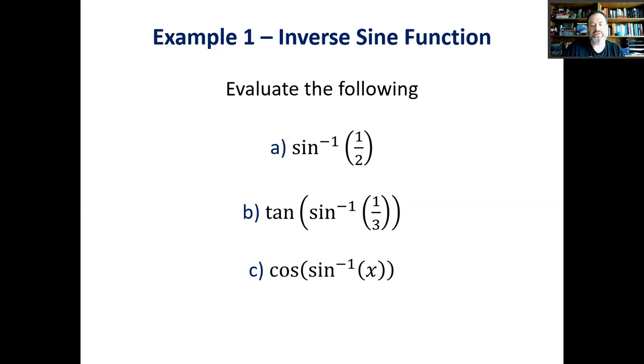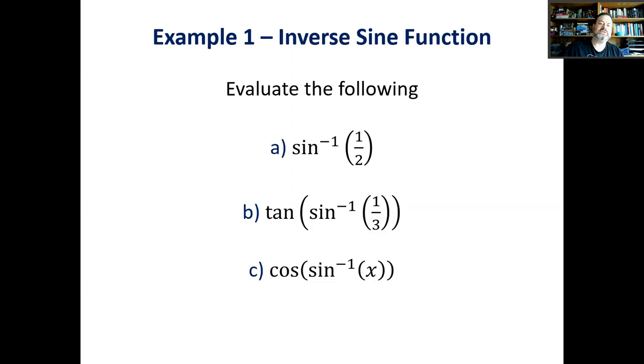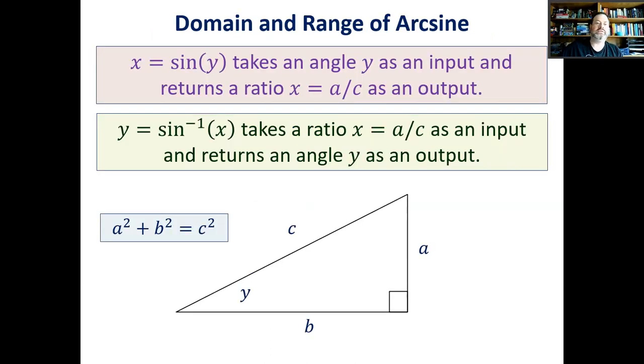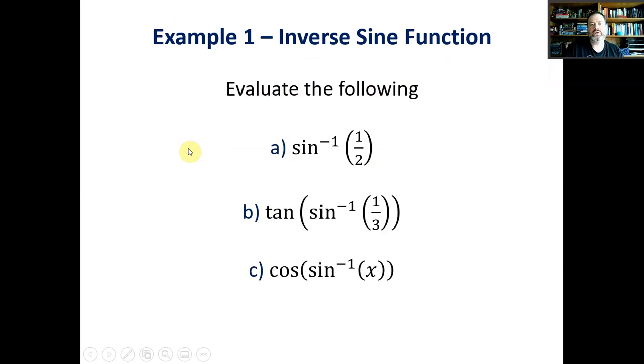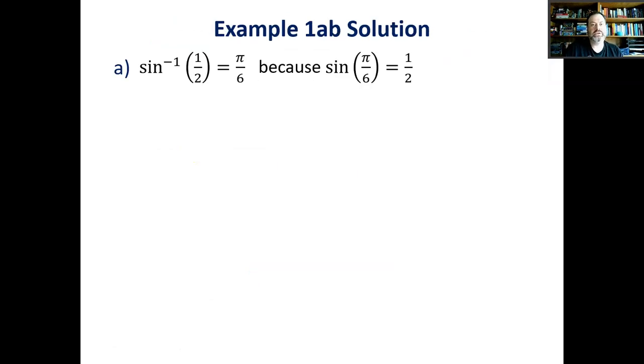All right, so let's jump in and do a couple of these. The techniques I'm using here are the same techniques you're going to have to use on a test. So let's look at the first one, arcsine of 1/2. You use what we said on the previous slide: arcsine of 1/2 means sine of some angle gives me 1/2. Just switch x and y. So sine of what angle gives you 1/2? Well, it's pi over 6.